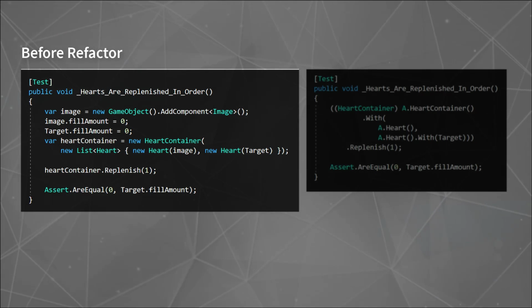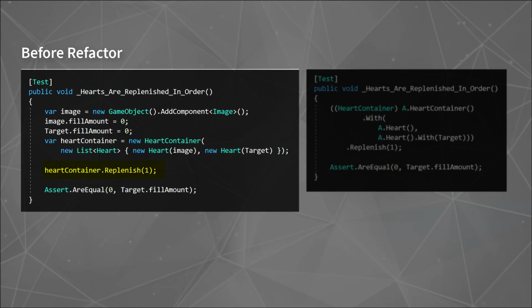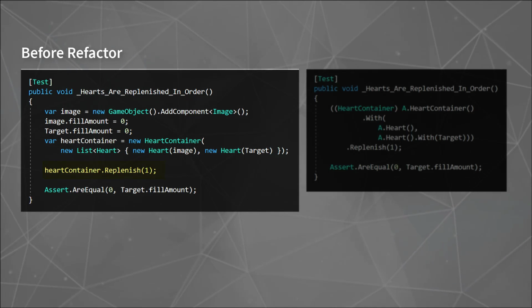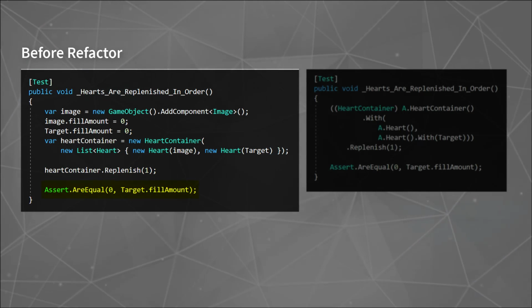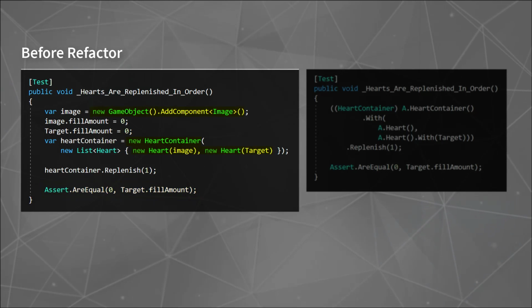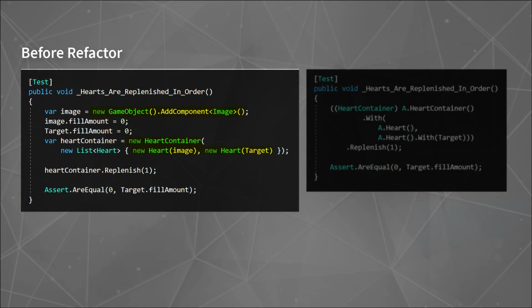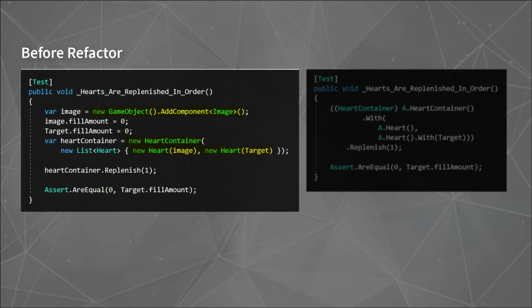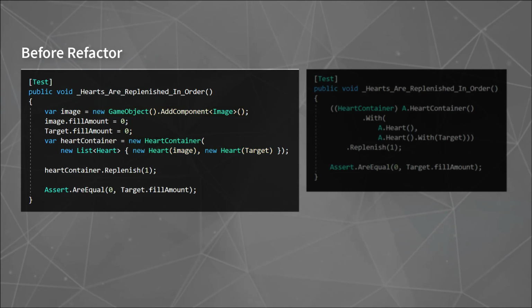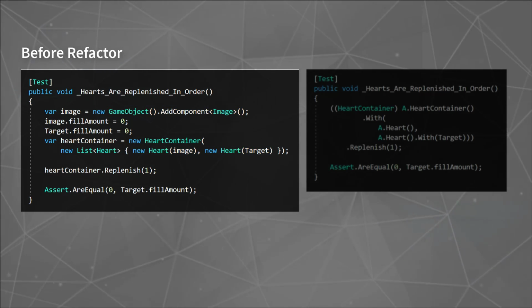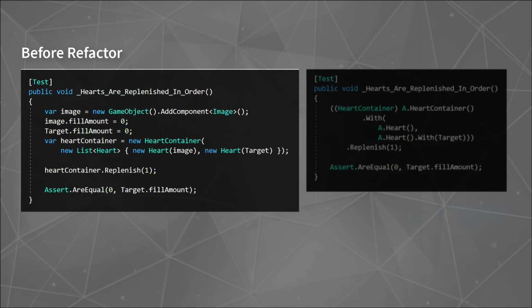This test verifies that behavior by calling replenish on a heart container with 2 empty hearts, and then asserting that the second heart remains empty. It uses 5 objects: the heart container, the 2 hearts, and their images, all of which are created directly in the test code. This is fine for a couple of tests, but the code will become much harder to maintain as the test suite grows.